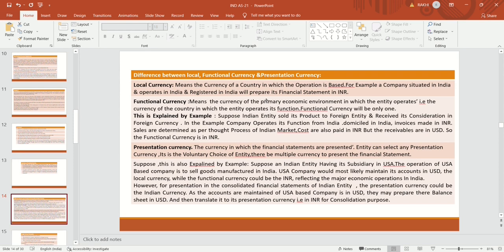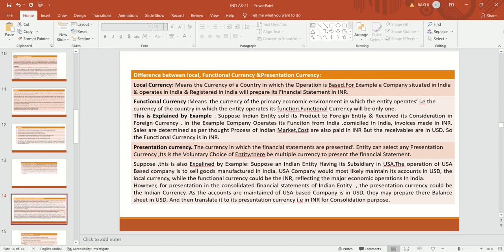Now, what is the presentation currency? The currency in which the financial statements are presented. An entity may opt for multiple presentation currencies. They may present their financial statements in multiple currencies. It is the voluntary choice of the entity, in order to make its financial statements understandable to the investors.